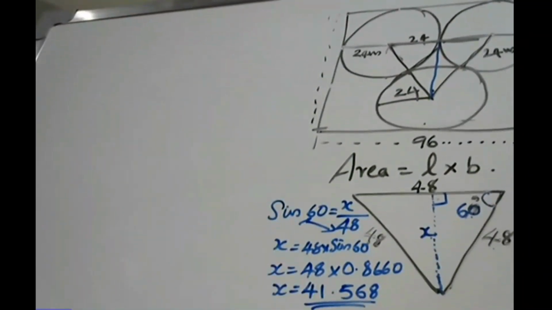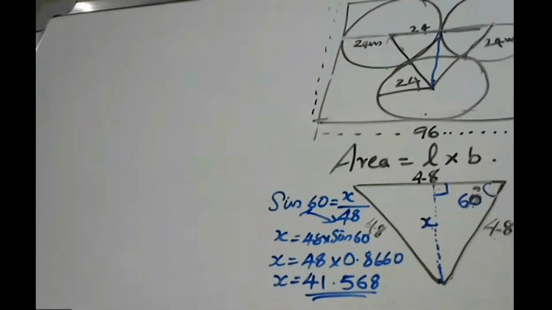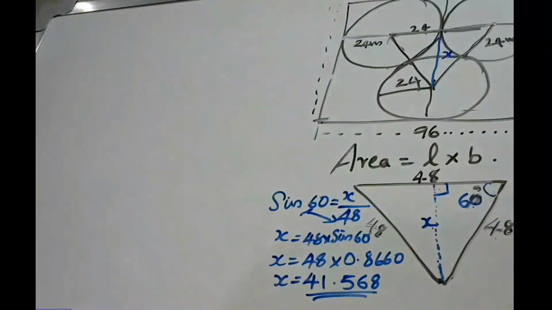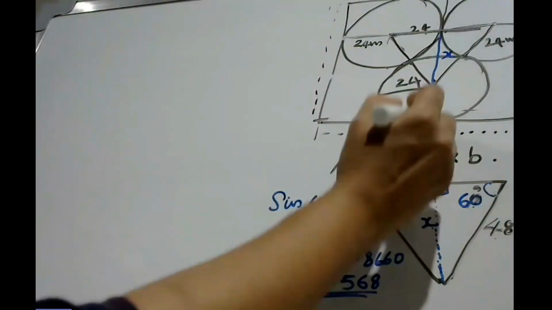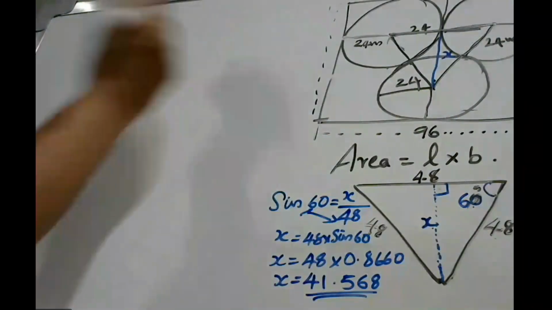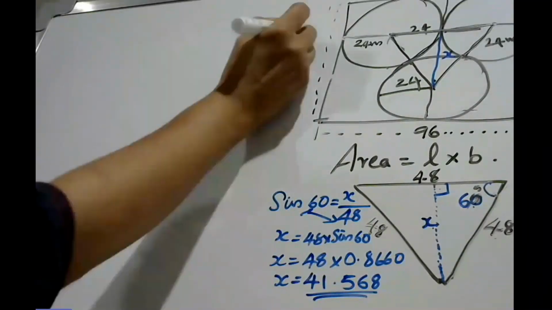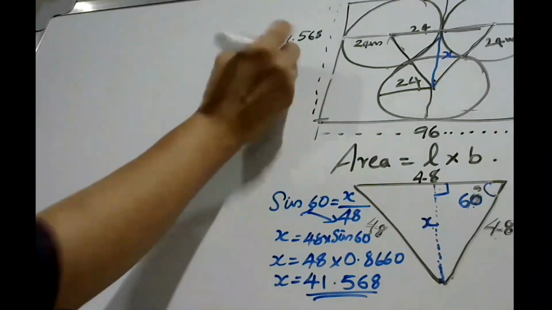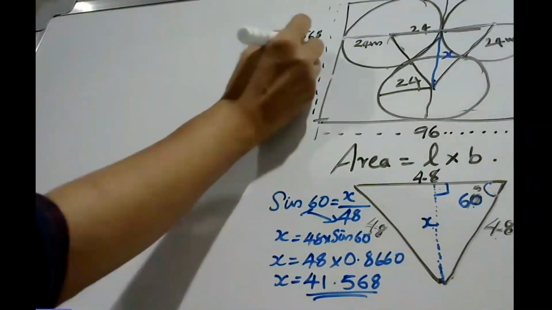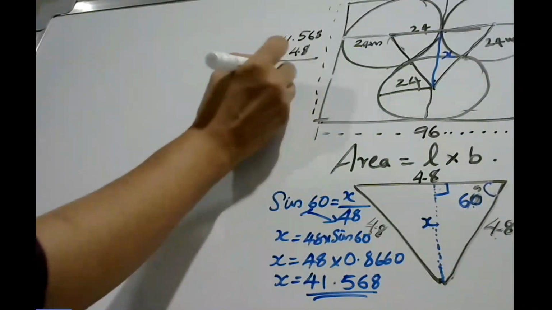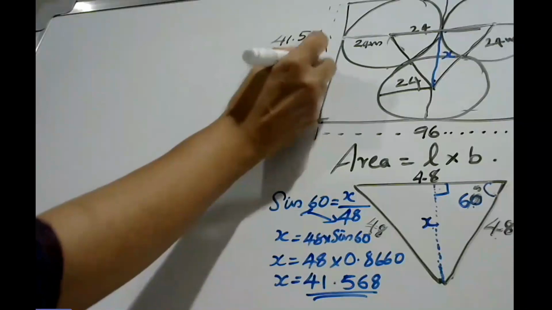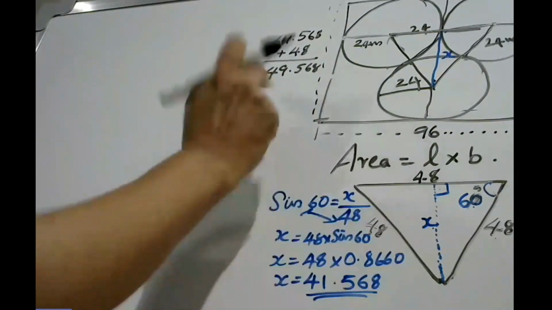If I get the value of x, now I can find the width of this rectangle. It's enough to add this radius and this, both of which are equal to the radius of the circle. So the width is equal to the value of x, 41.568, plus 24 plus 24, which is equal to 48. So the answer is 89.568. So I got the length and the breadth.